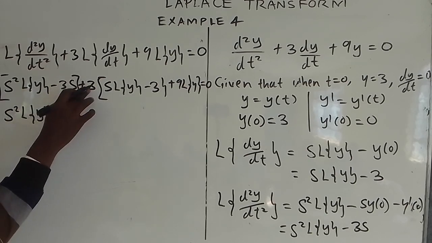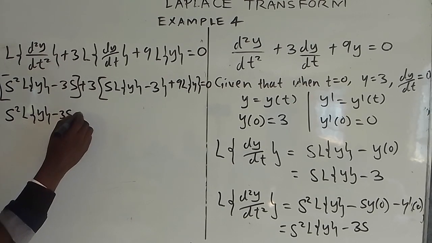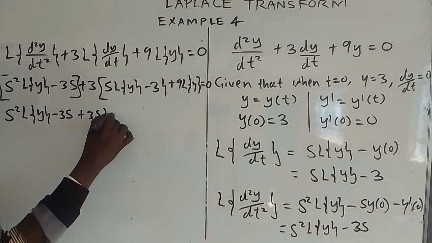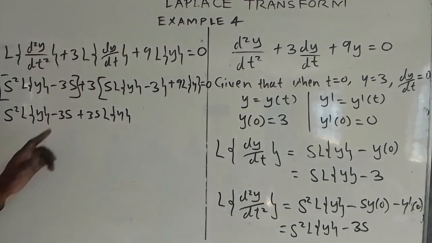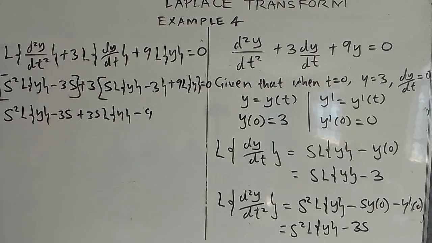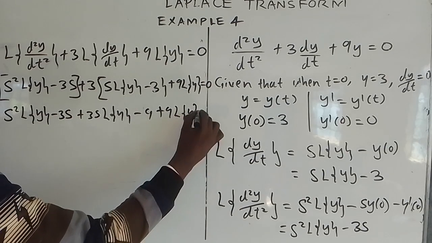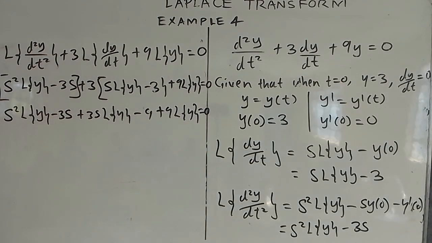3s, then this plus 3 multiplies everything inside that bracket, isn't it? So 3 times s plus 3s Laplace transform of y. Positive 3 times negative 3, there you get negative 9. It multiplies everything inside the bracket, isn't it? Then it is plus 9 Laplace transform of y to be equals to 0.